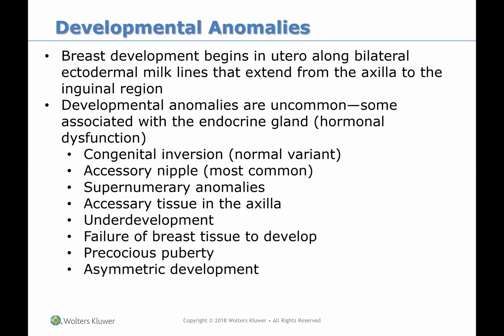The breast development begins in utero along with bilateral ectodermal milk lines. And developmental anomalies are uncommon. But here are some of the things that can happen with that.